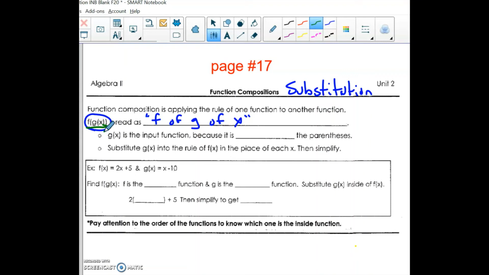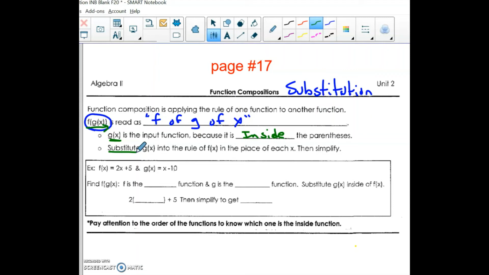You'll notice that g of x, right here, is the input. It's inside the parentheses, so that is what gets input. It's inside the parentheses. So we're going to substitute the g into the rule of x, okay? And then we simplify it.